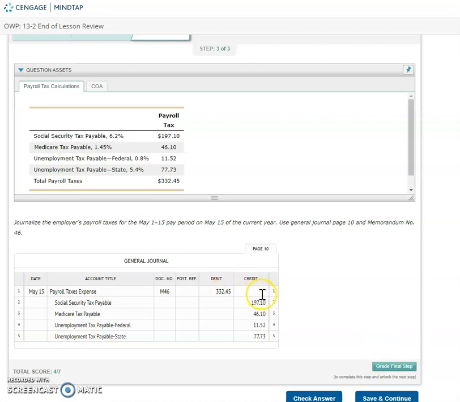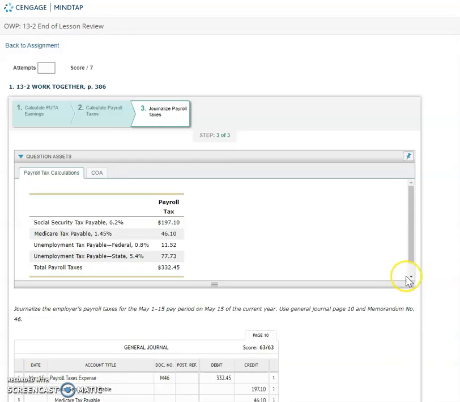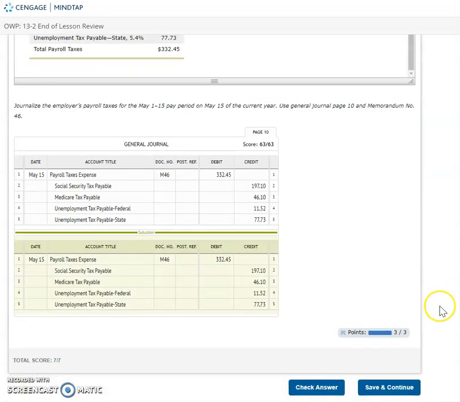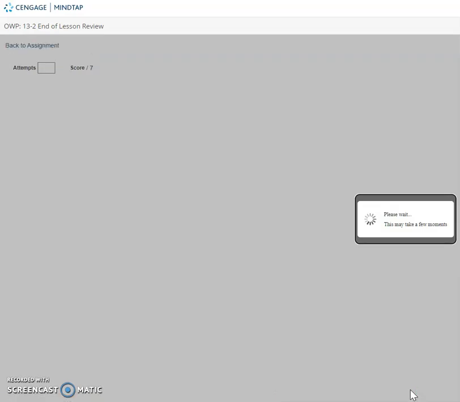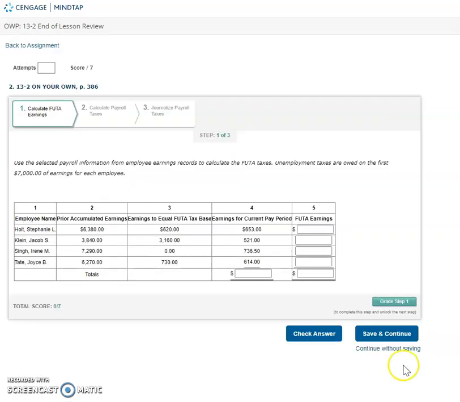My 1 debit should equal my 4 credits. I'm going to grade my final step. Save and continue. Now go on to the 13.2 on your own.